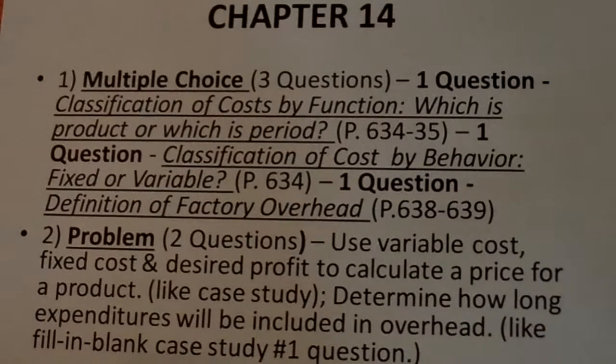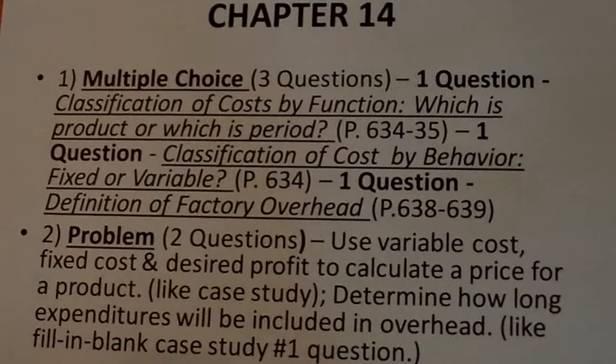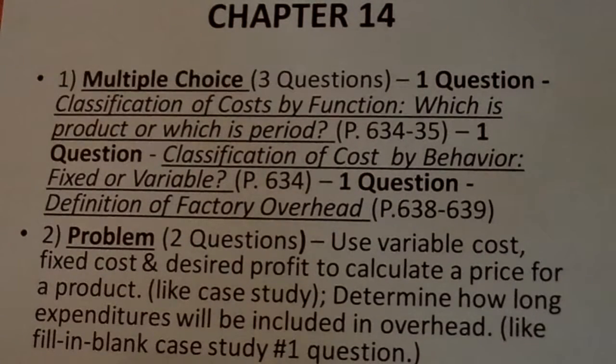So in Chapter 14, there are 3 questions in multiple choice. One of them has you look at a cost and try to determine if it's a product cost or a period cost. That wouldn't be terribly different to what you spent some time doing in your first week of the course project. Then you could classify costs by behavior. Are they fixed or are they variable? And then one question where you pull out the right definition of factory overhead.